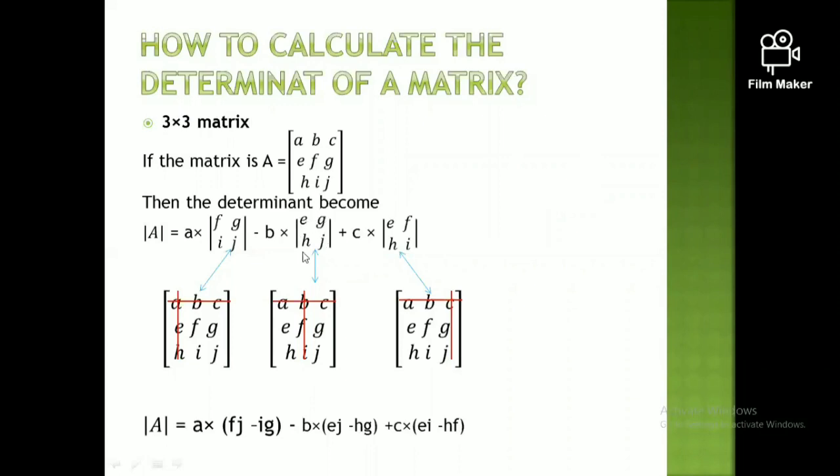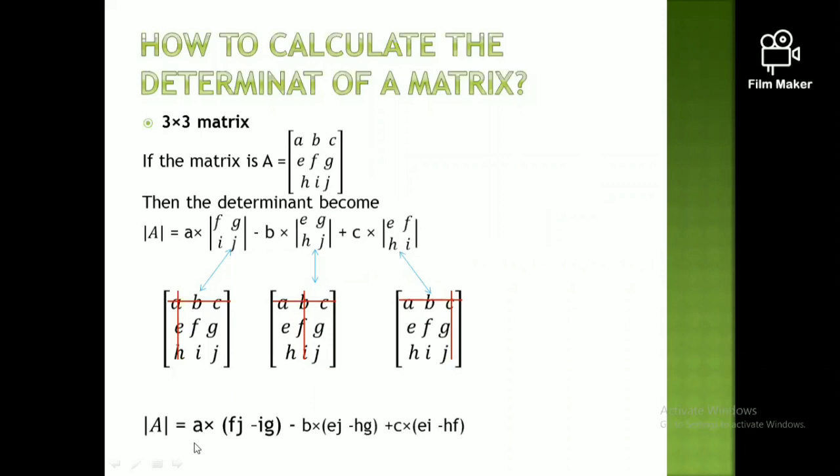We know how to find the modulus of a 2 by 2 matrix from our previous question, right? Plus, then select the last digit from here, C. Always you are selecting from the first row, C. Then cross that line vertically and horizontally. Then what is the remaining term? E, F, and H, I. Then get the modulus of that matrix, right?